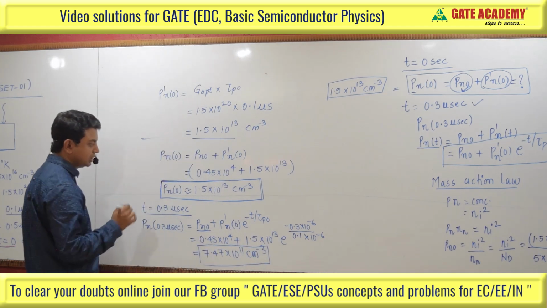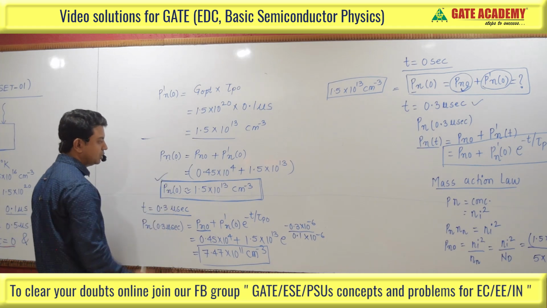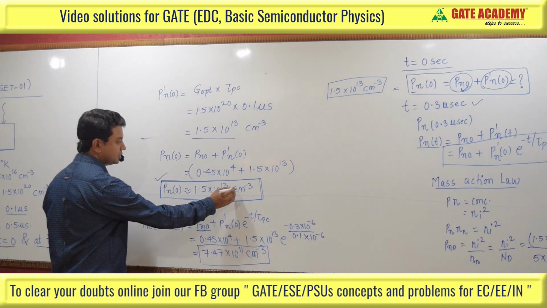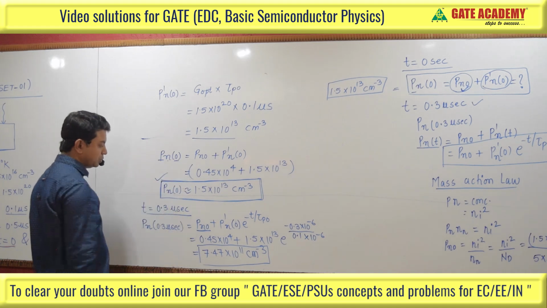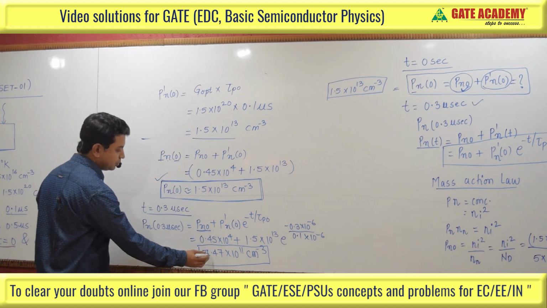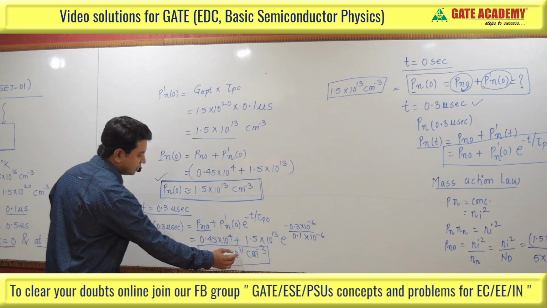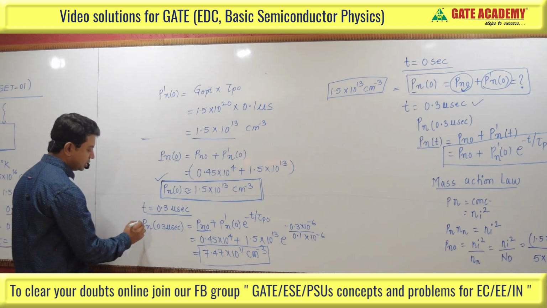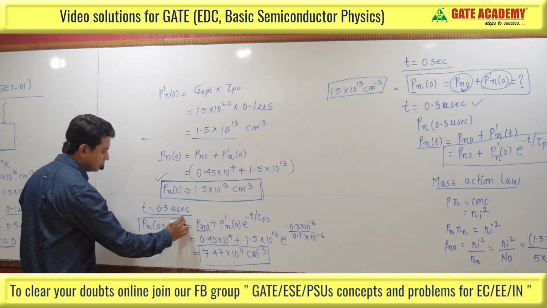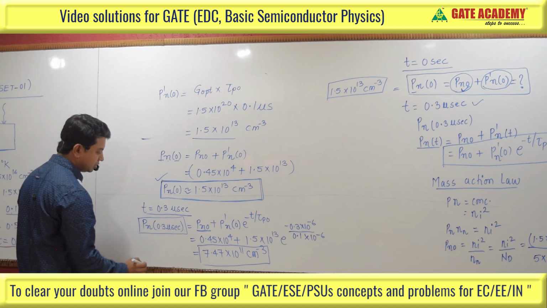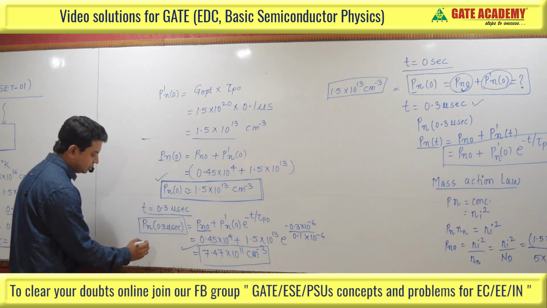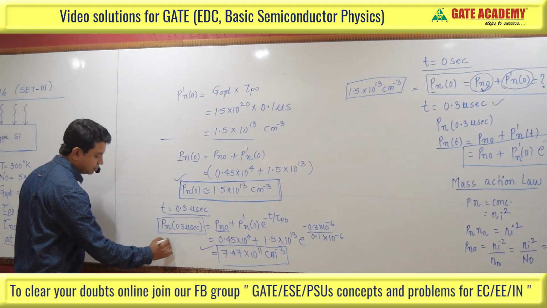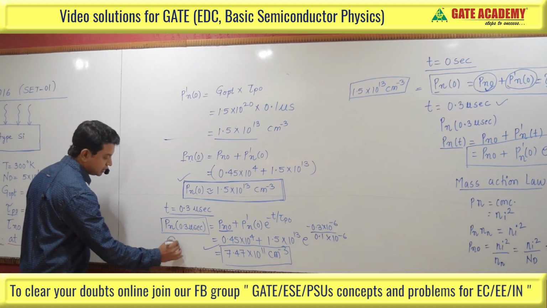Hence, this question has two answers. The first is 1.5 × 10^13 per cm³, the concentration of holes at time t = 0, and the second is 7.47 × 10^11 per cm³, the concentration of holes at time t = 0.3 microsecond. Hence, the correct option from the given options in the paper is A.